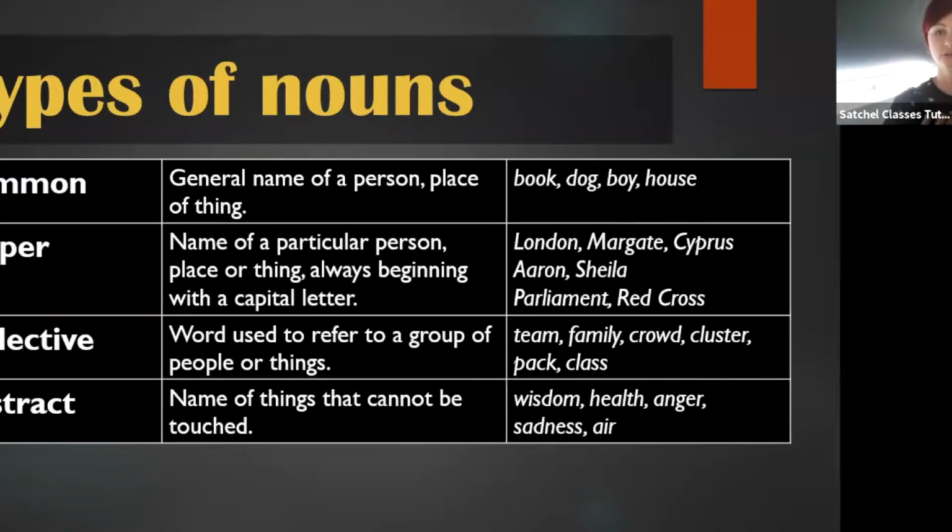Collective nouns are nouns that are used to refer to a group of something. So a team, a family, class, friends, a group of friends, pack as well. And abstract nouns are names of things that cannot be touched. So things that are obviously there, so air, as I've put as well, wisdom, health, anger, feelings, and things like that. But they're abstract nouns. You cannot physically touch them, but they are still a name of something.